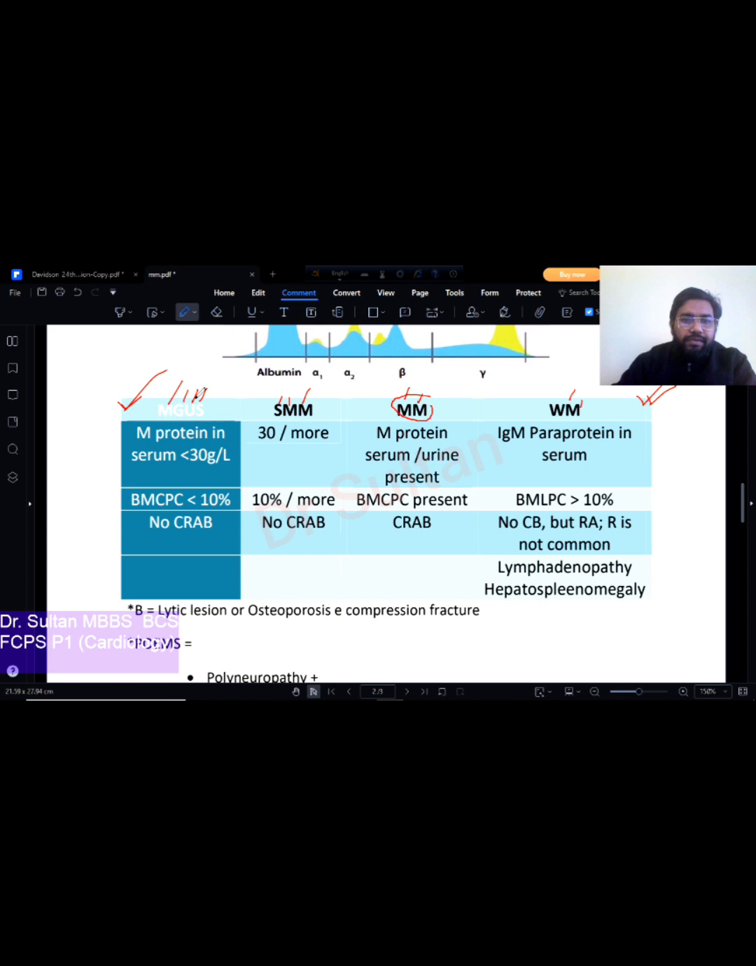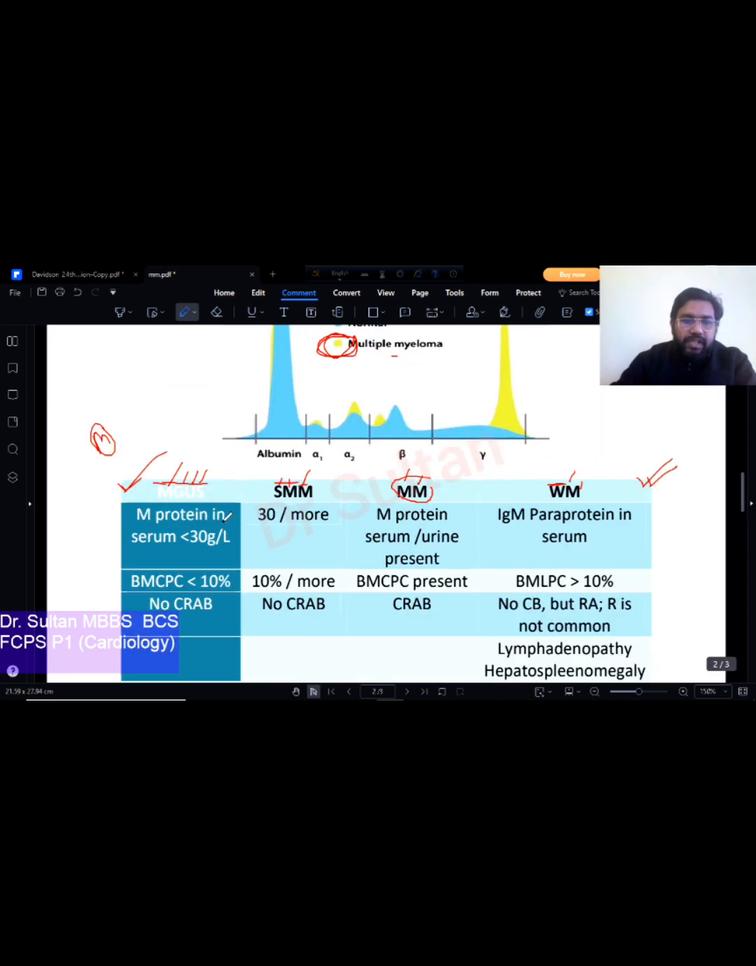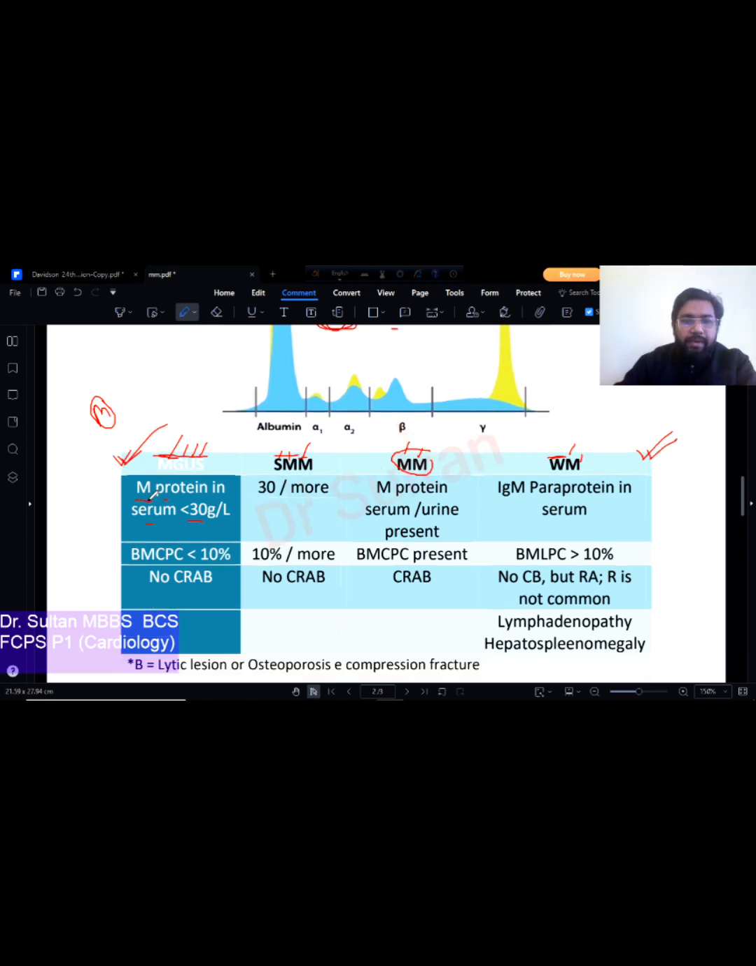So the monoclonal gammopathy of undetermined significance, or MGUS in short. First of all, the M protein in serum will be less than 30 gram per liter in case of MGUS. You remember, in the MGUS, everything will be less. M protein or the paraprotein concentration in serum is less than 30 gram per liter.